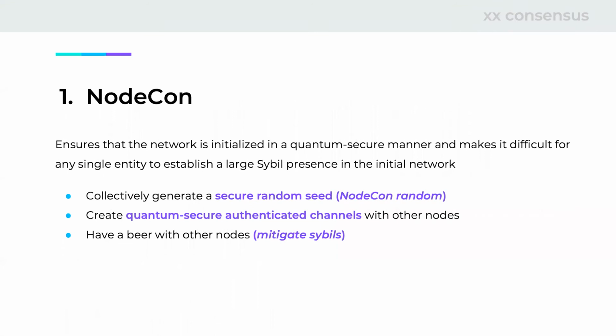And third, and it kind of looks like a joke, but this is actually a powerful way to mitigate sybils in the network. We have this process of meeting every other node in the network in person. And we do this through, as we mentioned, the creation of quantum secure authenticated channels. Each node in the network will physically meet every other node in the network. And this gives them a chance to see that this is a real person. It's not just a group of nodes that have been spun up by a single party. And this is how we mitigate sybils in the early network, which in many ways is the time period when the network is most vulnerable.